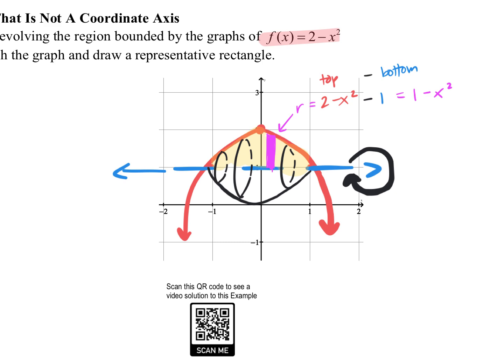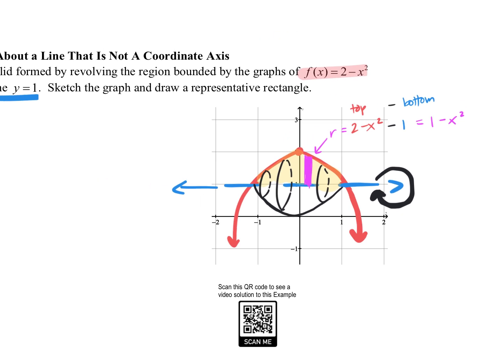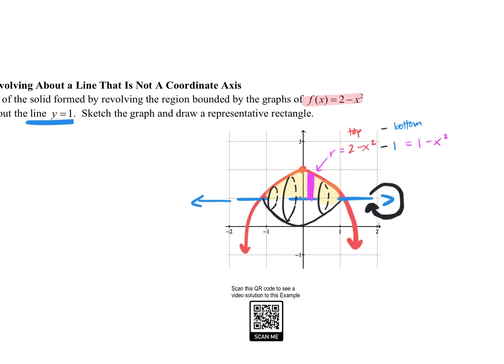Okay, so now when we're integrating this, we are integrating it with respect to what? X or Y? X, because I drew my rectangle vertically, which means it's perpendicular to my x-axis, so I'm going to integrate with respect to x as well. So that means I'm going all the way from -1 to +1, okay?